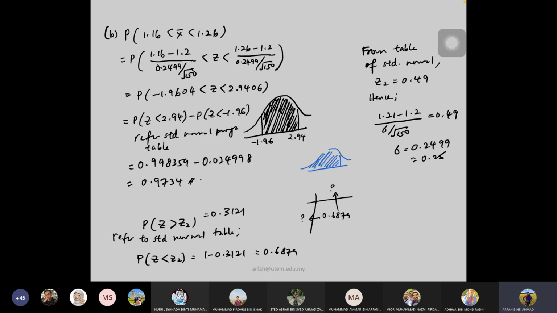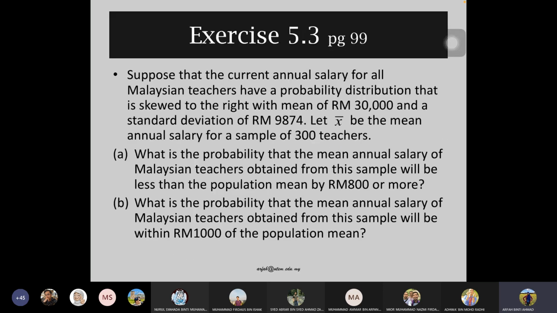Okay, dan 9 minit. So kita continue with the next example. Okay, exercise 5.3. So take a look at this exercise. Suppose that the current annual salary, okay, for all.